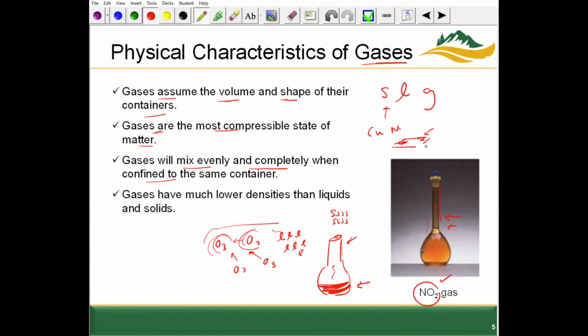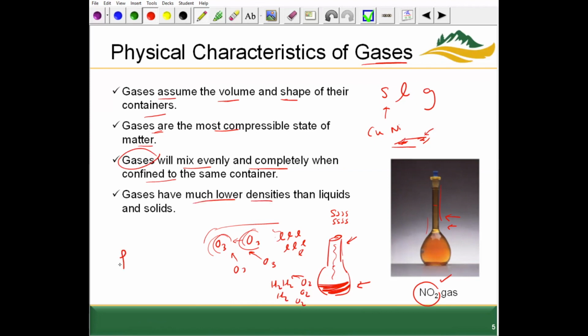But for gases that are mixed, they will evenly disperse throughout the container and evenly mix. We won't have some concentrated pockets of H2 and then some other concentrated pockets of O2, right? Those will all mix together and evenly with one another because these are gases and that's a property of gases. Now this next property, gases have much lower densities than liquids and solids.